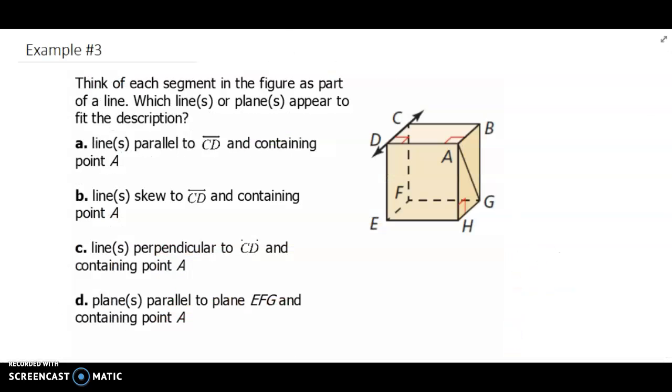All right, now let's look at this diagram. This is kind of same but different. Now we're going to have to name certain lines or certain planes given the description. All right, so part A, it says lines parallel to CD. So we want it parallel to CD. So here's CD. And contains point A. Okay, there's only one line that'd be parallel to CD that has point A, and it would be right here. So I could write AB or BA.